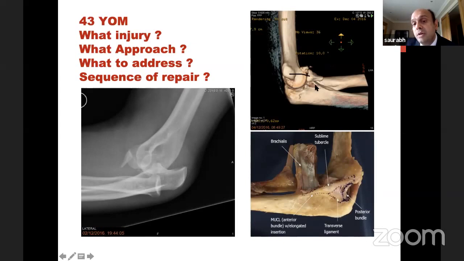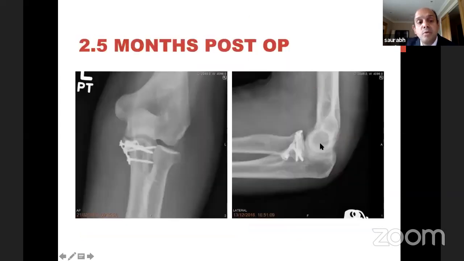And because it's a big chunk, I will use my coronoid plate. These are pre-contoured plates. And again, two drills at the back of the ulna. You can see the marks. Suture lasso technique: grab the capsule, come back out, tie a knot. So that deals with the capsule.